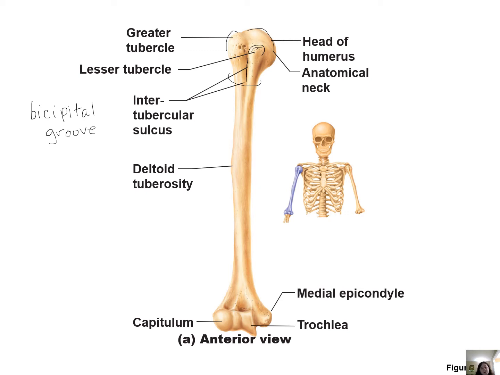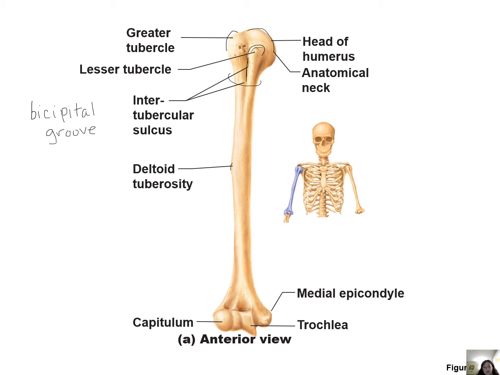The deltoid tuberosity is an attachment point for the deltoid muscle. And some of these you'll see once we get into the gross anatomy of muscles. These same terms you'll be seeing in that material as well. And then keep in mind that this is an anterior view, so this is the front of this bone.